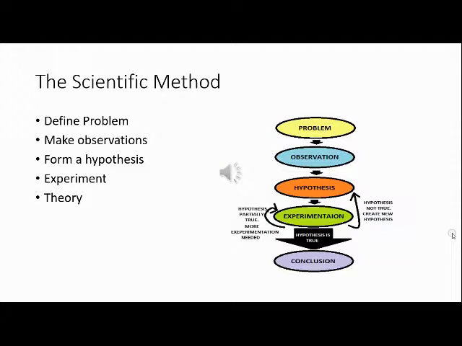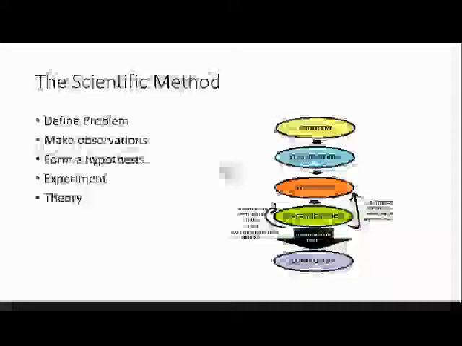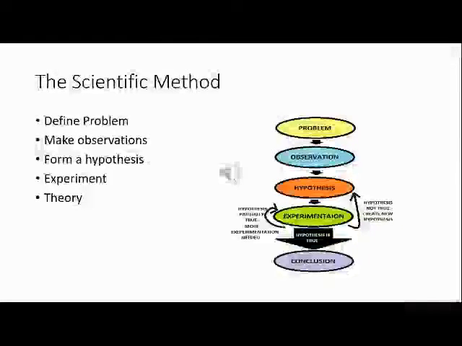So the scientific method is a way for scientists and engineers to form theories and ultimately learn more about the universe. It goes a little something like this. You have to define a problem. There has to be a problem to solve. That's what you're trying to get at. You're trying to figure out why something is happening or how something is happening.